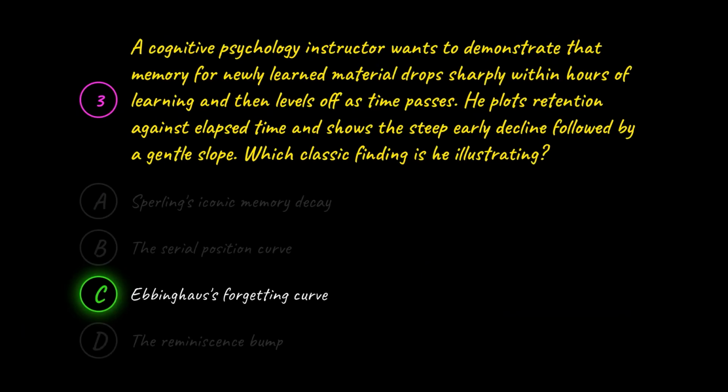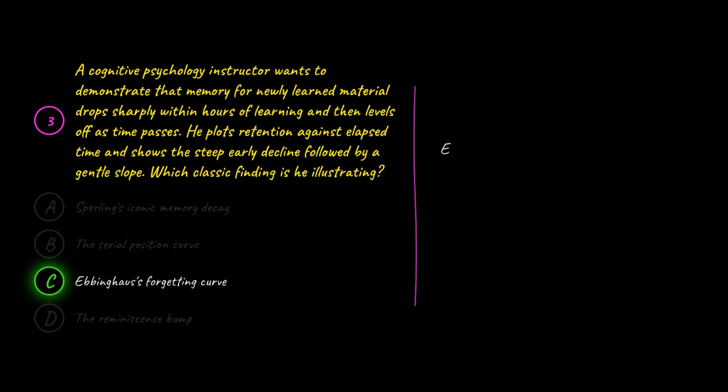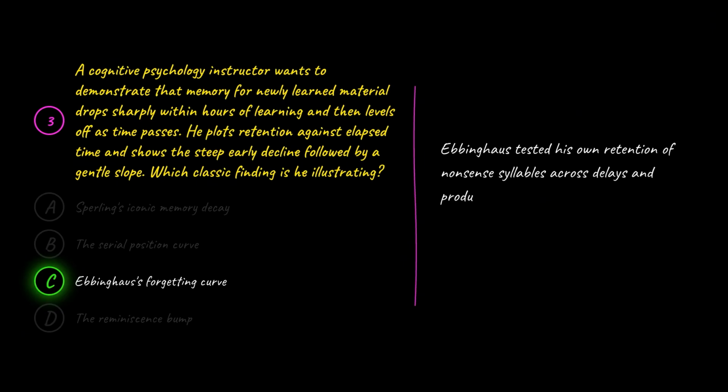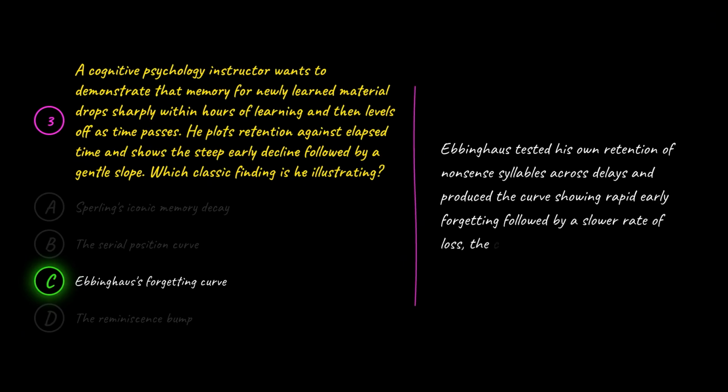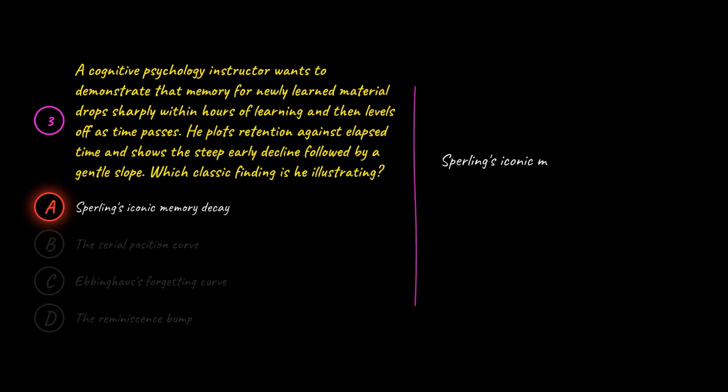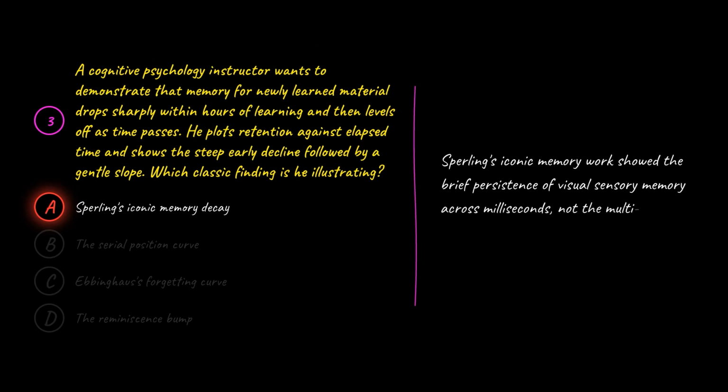Ebbinghaus's forgetting curve. C is correct because Ebbinghaus tested his own retention of nonsense syllables across delays and produced the curve showing rapid early forgetting followed by a slower rate of loss, the classic forgetting curve. A is wrong because Sperling's iconic memory work showed the brief persistence of visual sensory memory across milliseconds, not the multi-hour curve of forgetting for studied material.